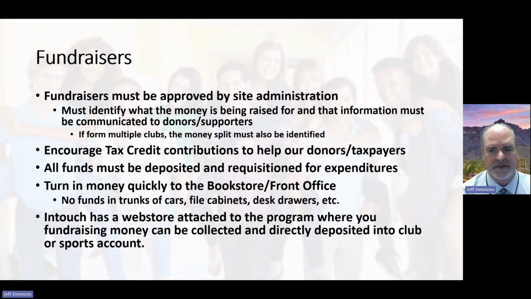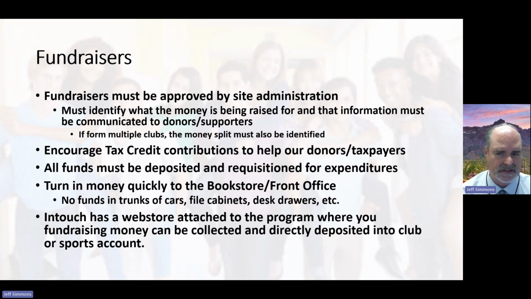We encourage tax credit contributions to help our donors and taxpayers. So they get a dollar for dollar tax credit on their Arizona state tax liability. And so it's important that we classify those correctly as tax credits so they get those receipts and can contribute money to us and still get the benefit on their taxes.